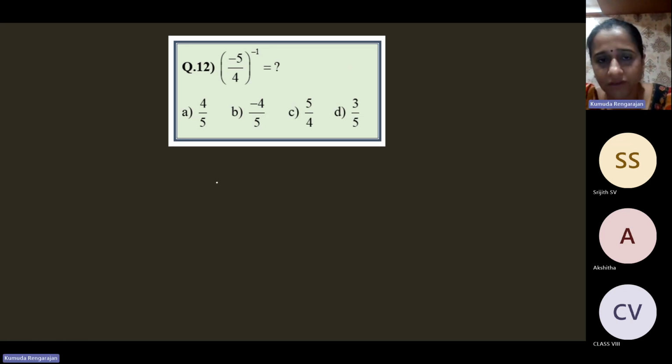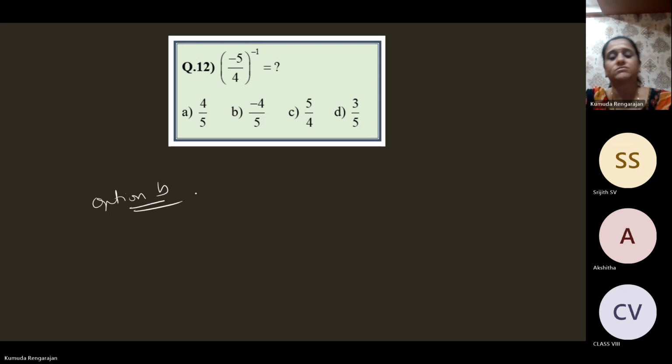So when the power is -1, we have to write the reciprocal of the rational number in the bracket. In the bracket, we have -5/4. The reciprocal of -5/4 is -4/5. So the correct option is option B.